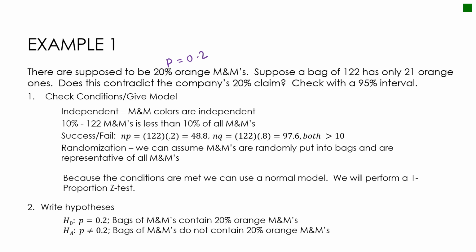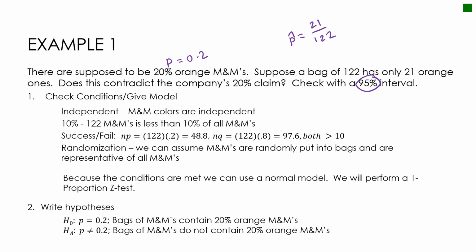Suppose a bag of 122 has only 21 orange M&Ms. Does this contradict the company's 20% claim? Check with a 95% interval. So again, this means that p hat is 21 out of 122, which we'll calculate in just a moment, and that I'm going to check it with a 95% interval.